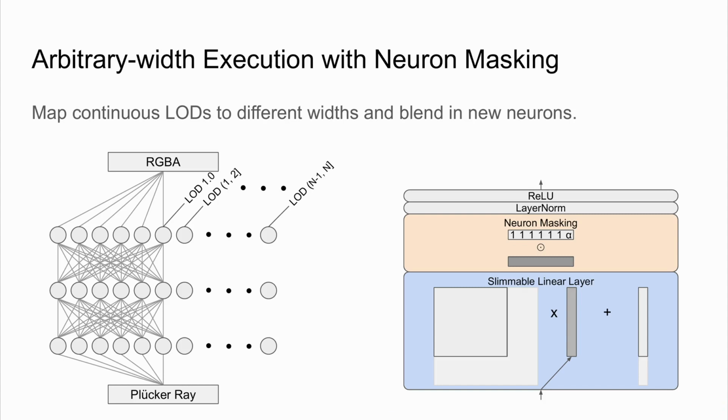To develop continuous levels of detail, we propose 3 modifications to light field network training. First, we propose mapping continuous levels of detail to different widths in a neural network. For this, we use a minimum width of 25% of the neurons in each hidden layer to ensure reasonable results. Since neural networks have discrete sizes, we represent the fractional level of detail by fading in new neurons.